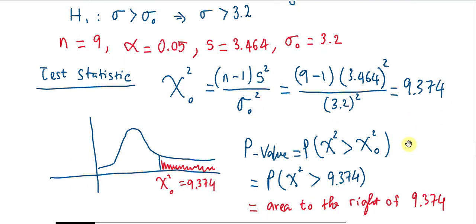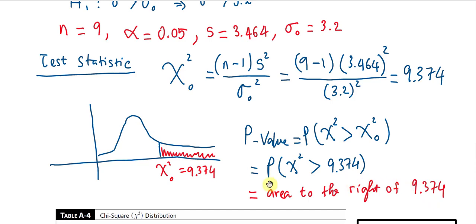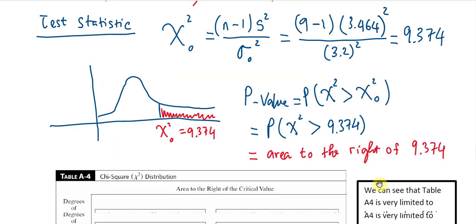9.374. Now just briefly draw the curve. It is not symmetric, and we know that the test statistic gives me 9.374. You want the area to the right of 9.374, and that should be the p-value. And the p-value in fact is just the chi-square is bigger than 9.374, the area to the right of 9.374.